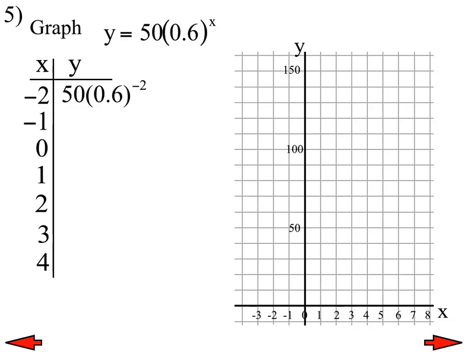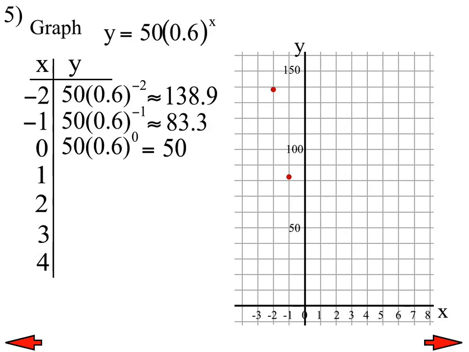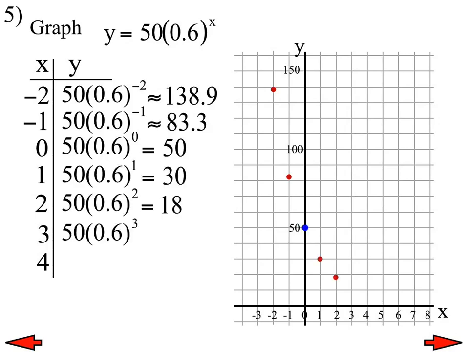Okay. When x is negative 2, that's 138.9. If you're going to use the multiplying factor way, you could just take that and multiply by 0.6 to get to the next value, or you could do 0.6 to the negative 1 power and then multiply by 50, and so on. As I'm going through these, any questions about that table? Yes?